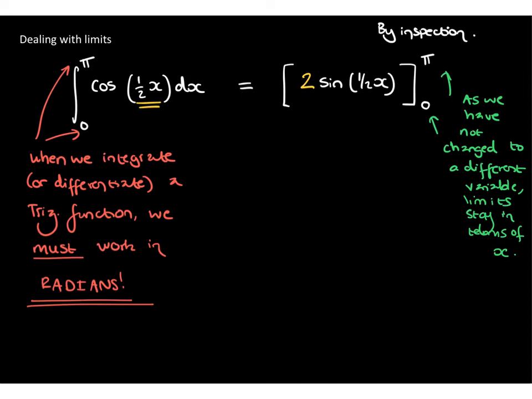So next, we simply substitute in these limits. So that gives me 2 sine pi by 2, take away 2 sine 0. Pi by 2, when we take the sine of that, that's equal to 1. So the final answer to this integral is 2. Now you may wish to try this using the full integration by substitution method, in which case you must change the limits to new values in terms of u.